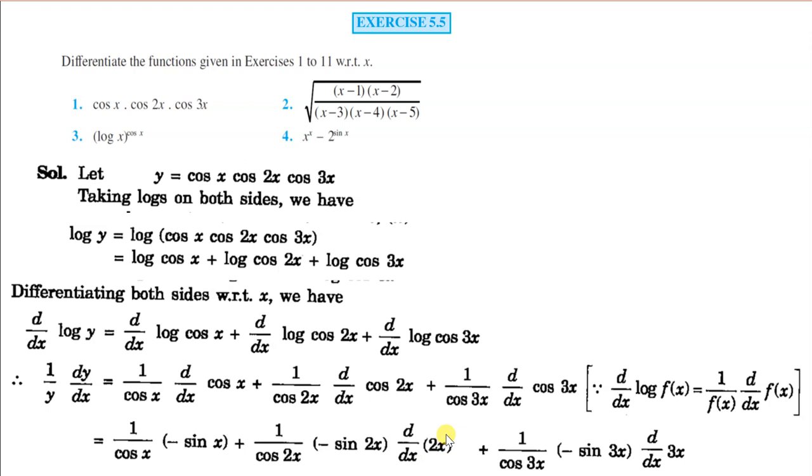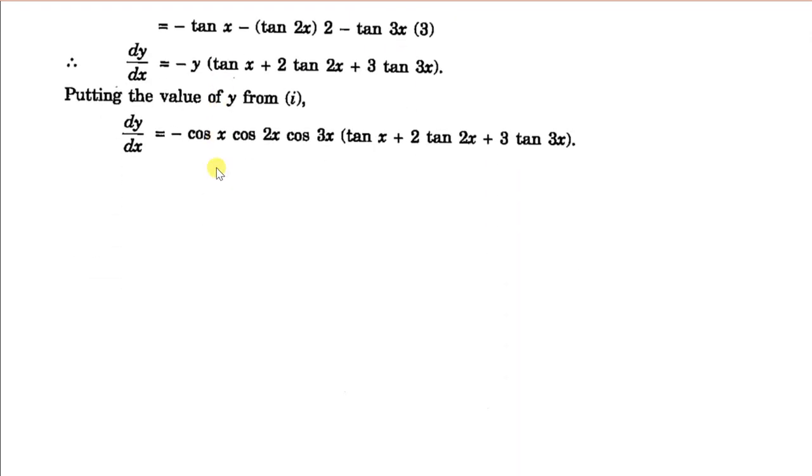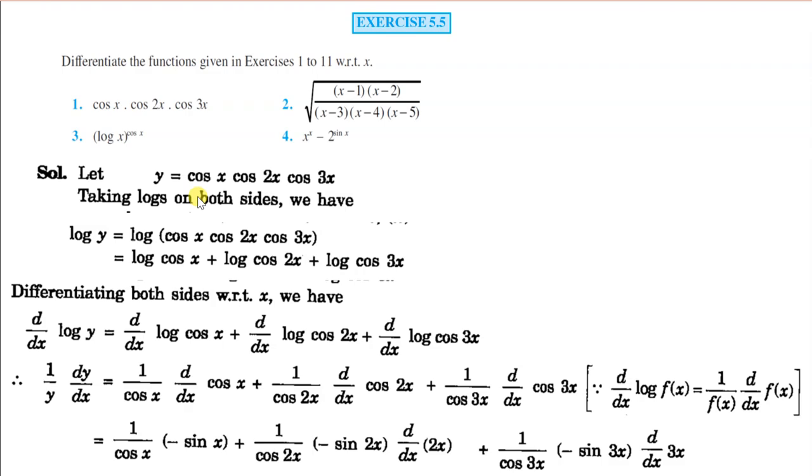And the derivative of 2x is 2, derivative of 3x is 3. So we get here minus, it becomes minus tan x, because minus sin x divided by cos x becomes minus tan x.